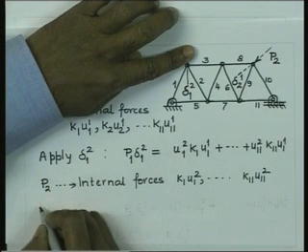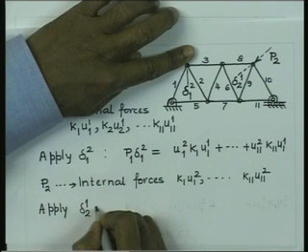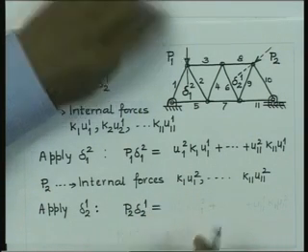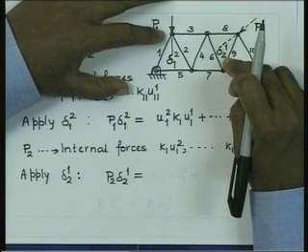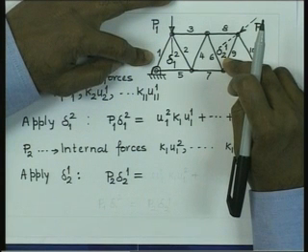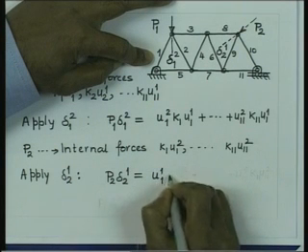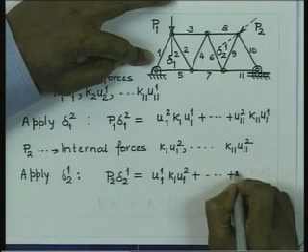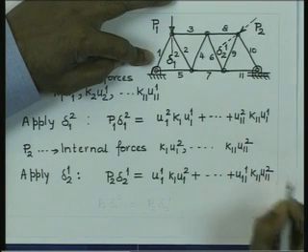So if we now apply virtual displacement delta 2 superscript 1, then the external work done is P2 delta 2 superscript 1, and this is equal to the internal work done. When we apply this displacement here, the internal displacements produced in each of the elements are going to be given by u1 superscript 1, u2 superscript 1 and so on. Therefore the work done by the internal forces is u1 superscript 1 multiplied by k1 u1 superscript 2, and this will continue up to u11 superscript 1 multiplied by k11 u11 superscript 2.